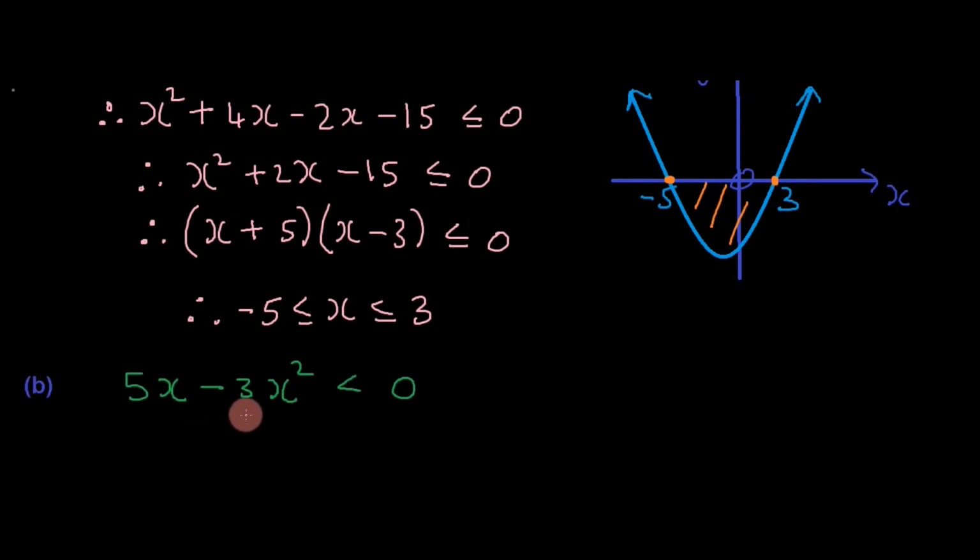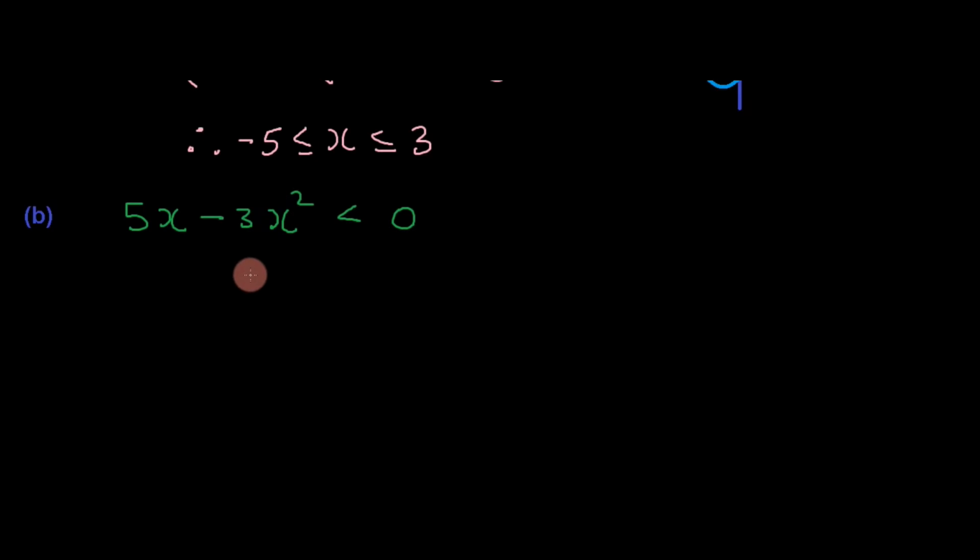We have 5x minus 3x squared, strictly less than 0. We're going to start by rewriting the order of the terms on the left-hand side. So we're going to write the term in x squared first. So negative 3x squared plus 5x less than 0. We also want to get rid of the minus here in front. So we're going to multiply through by negative 1. We always try and work with a positive x squared coefficient.